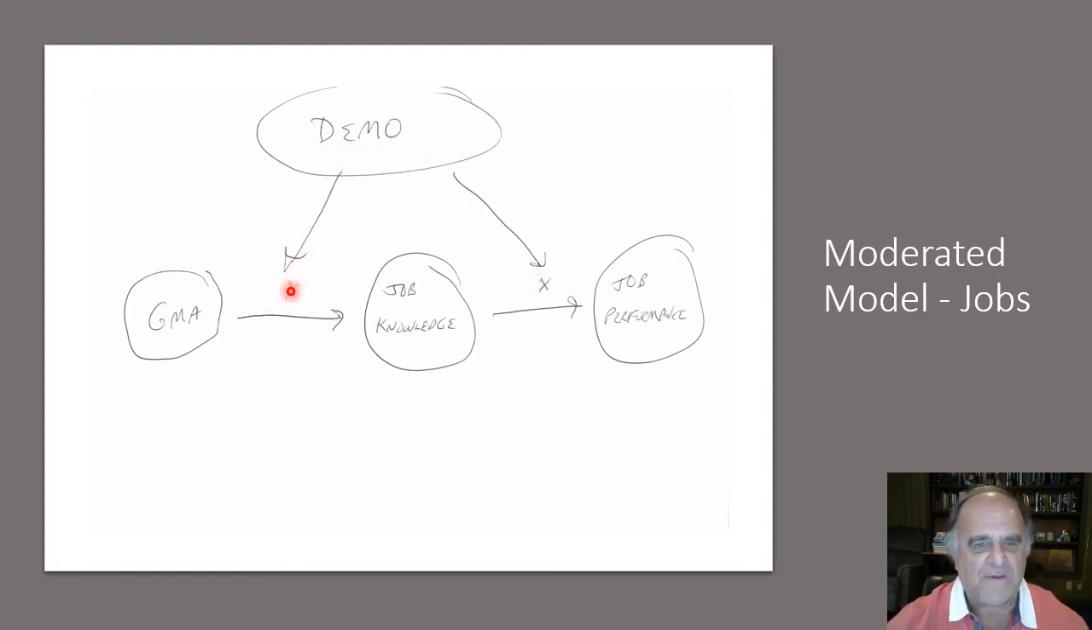So demographic variables can moderate the relationship between general mental ability and job knowledge, and that's because they interact. This X means interaction. I should have said that before. So demographic variables interact with general mental ability, or moderate the relationship between general mental ability and job knowledge. And then demographic variables moderate the relationship between job knowledge and job performance.